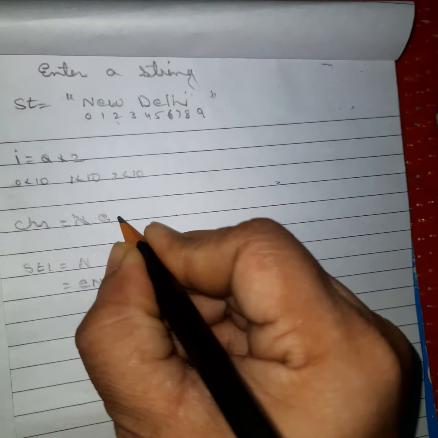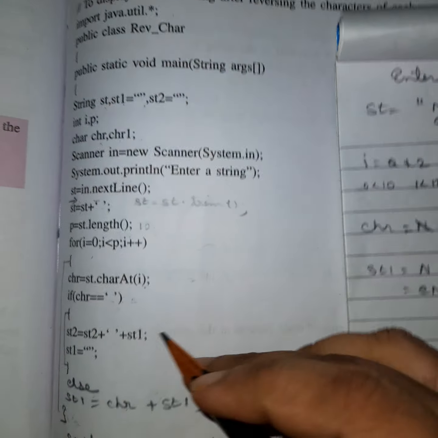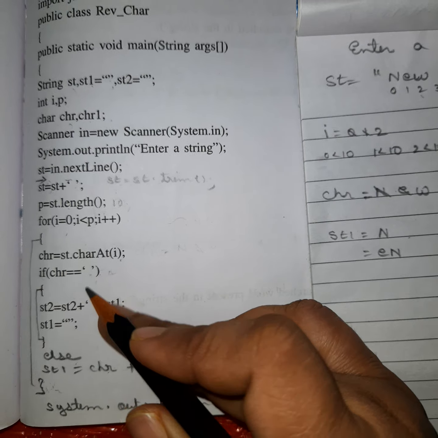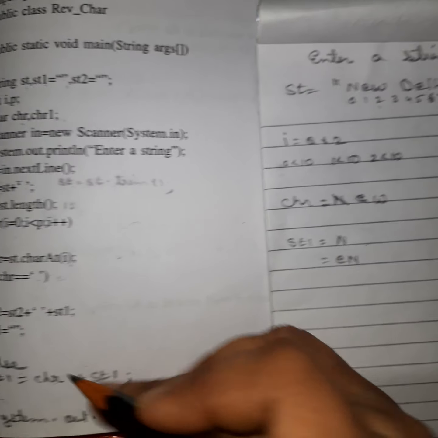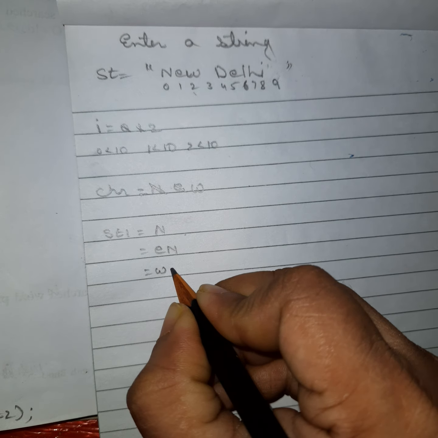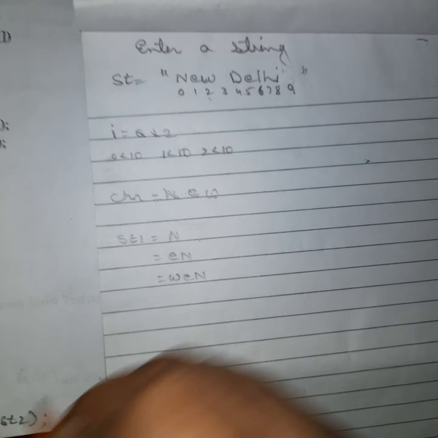So now instead of E it will become W. W is not a space, so it will come to the st1. In st1, first W, then the st1. So EWEN it has become.